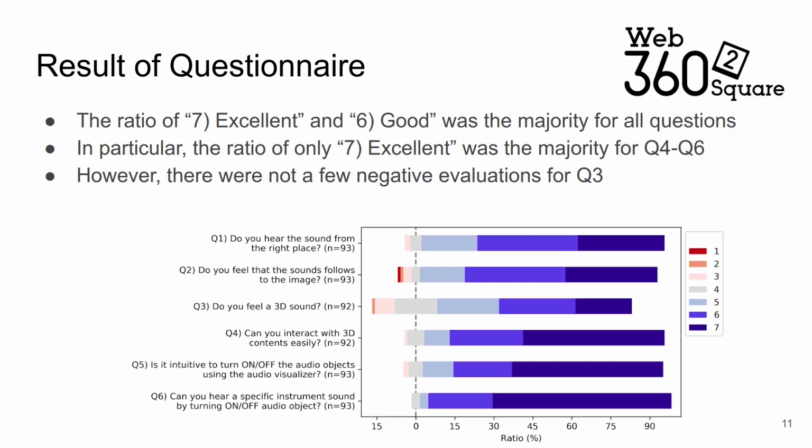This figure shows the result. The middle response of 4 is aligned with the origin of the horizontal axis, while responses of 5, 6, and 7, indicating good evaluations, are arranged in the right direction, while responses of 3, 2, and 1, indicating poor evaluations, are arranged in the left direction. As you can see, it is highly rated overall. However, there were not a few poor evaluations for question 3.